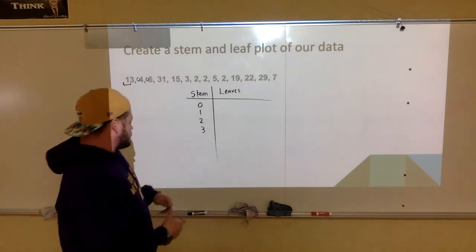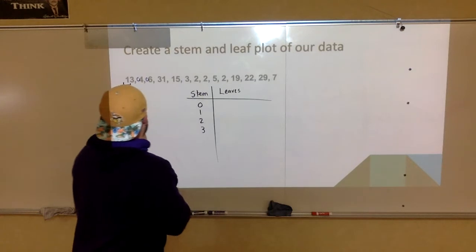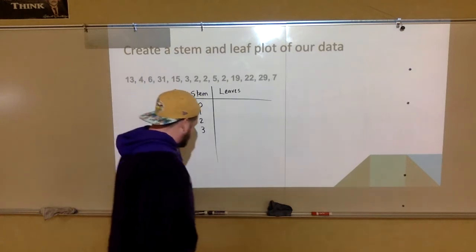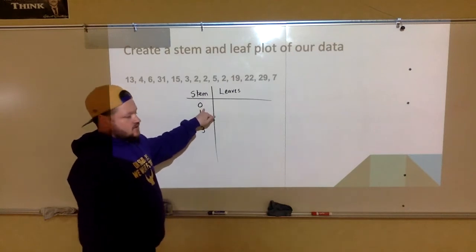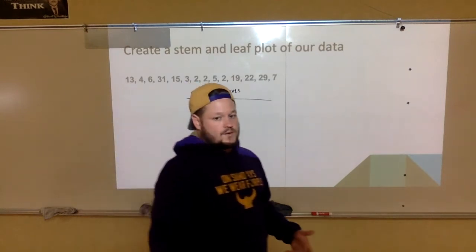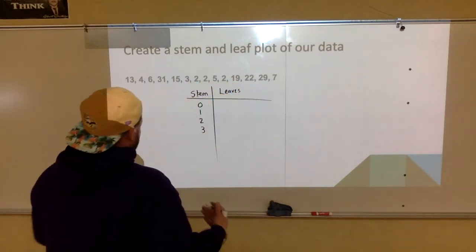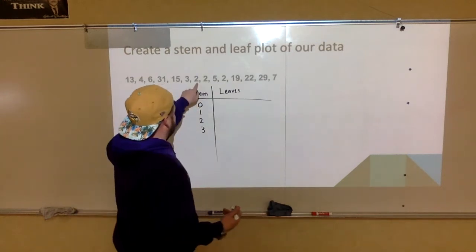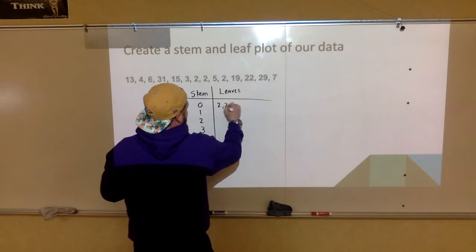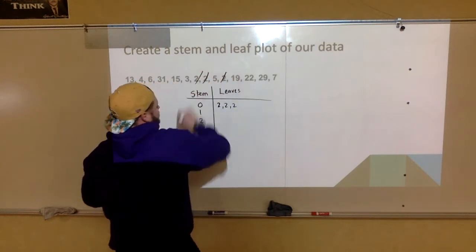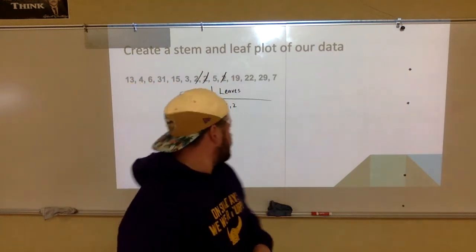So basically, I'm just going to organize these and list them. I'm going to start with all my stems that have a 0, so basically the numbers 1 through 9. I want to list them least to greatest, so it looks like 2 is my smallest amount. Since there's 3 of them, I do need to write all 3. I'm going to cross those out as I go.